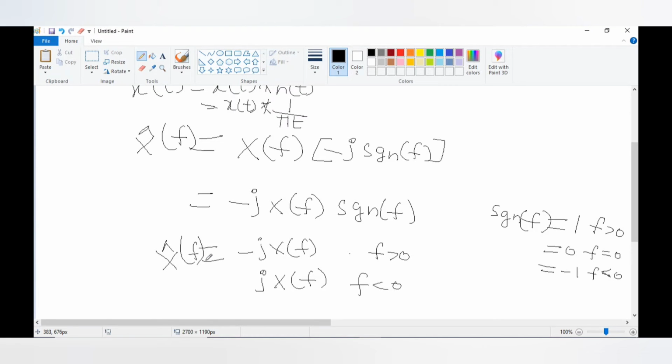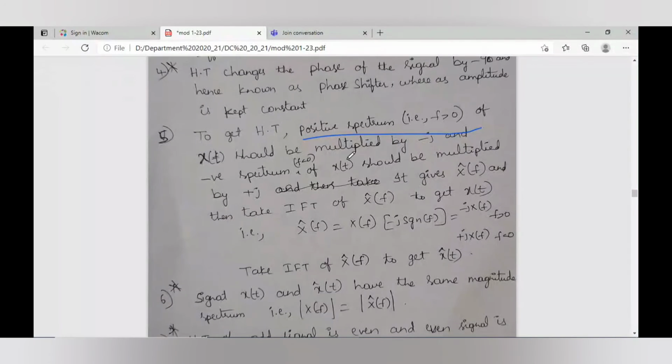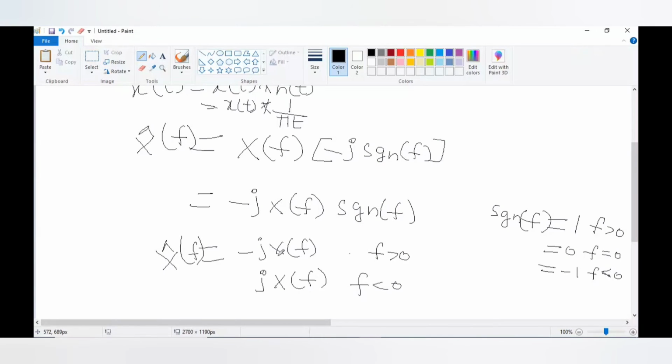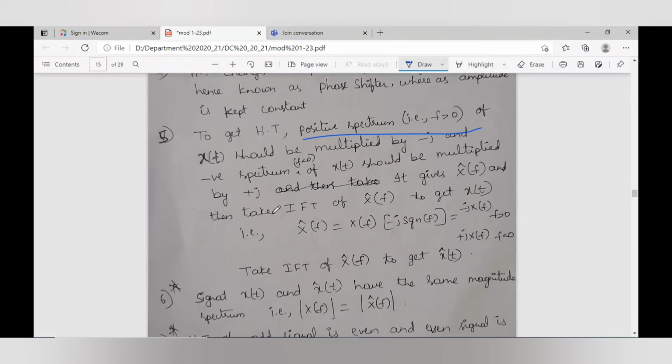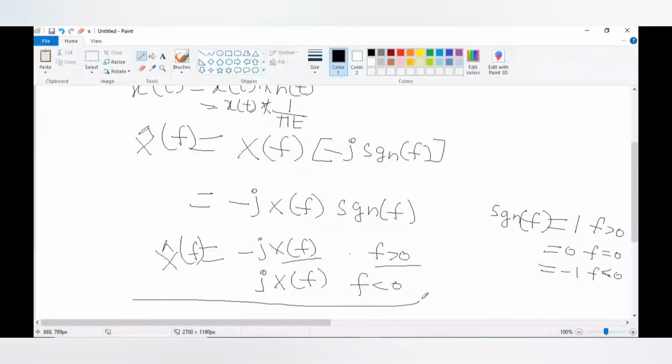Okay, x cap of f. The same thing here he is explaining in terms of property. He is saying that for the positive spectrum of x of t, the spectrum is nothing but the Fourier transform, so it should be multiplied by minus j. If you observe here, it is the same thing, minus j into x of f. X of f is the Fourier transform or Fourier spectrum of x of t, that is multiplied with minus j for f greater than 0, and the negative spectrum, that is f less than 0 of x of t, should be multiplied by plus j. So that is what is represented in terms of equation here.